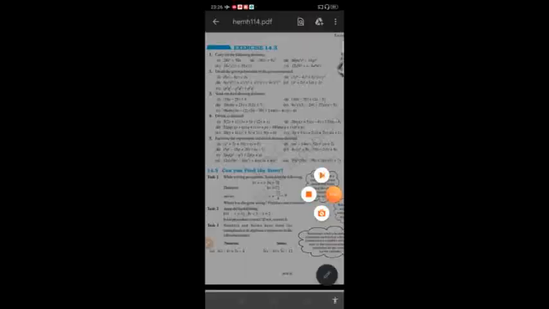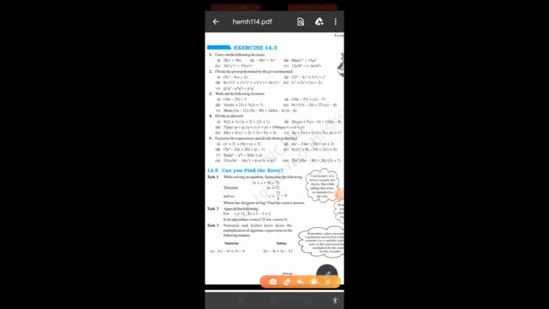Now we are going to solve question number 3, fifth part. Students, this is the fifth part of question number 3: 96 into (3a minus 12) into (5b minus 30) divide by 144 into (a minus 4) into (b minus 6). Okay, so we solve it.